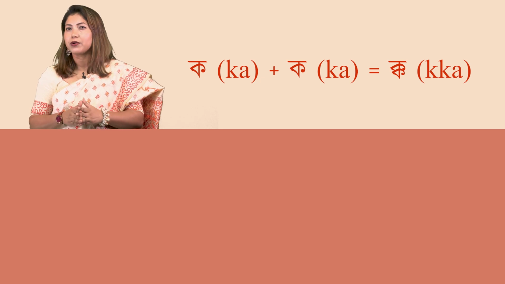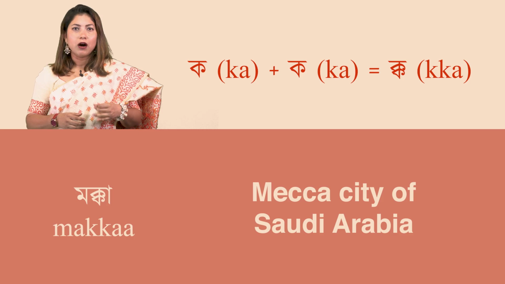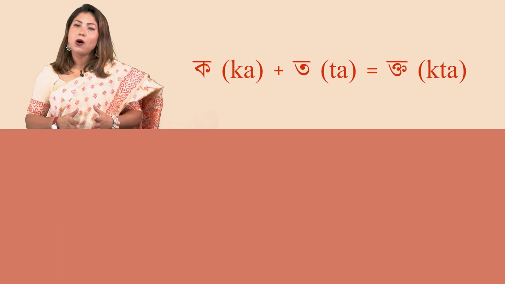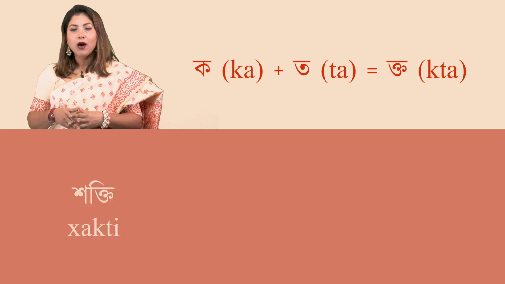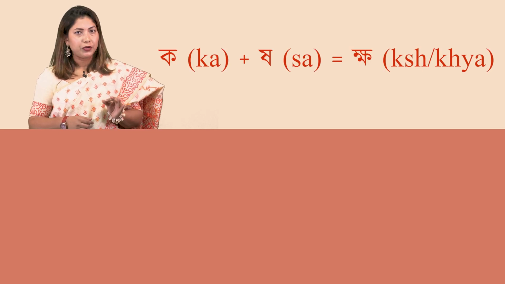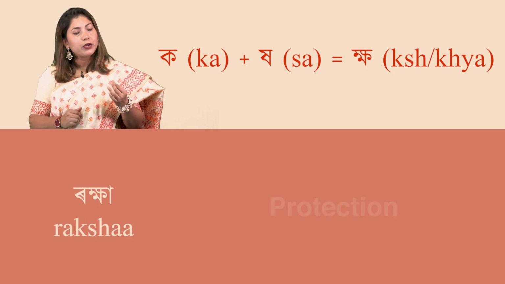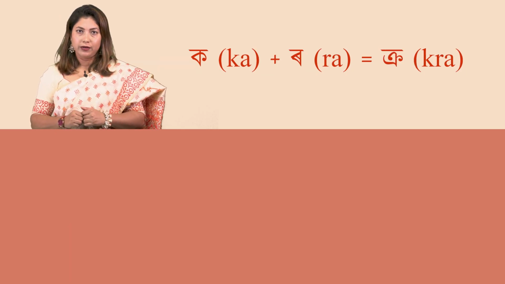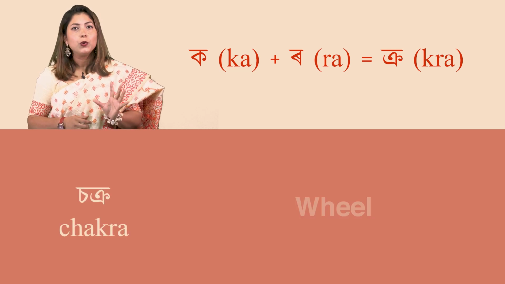Let us start with the clusters starting with ka. Ka and ka, kka. For example, Makkah, that is Mecca city of Saudi Arabia. Ka and ta, kta. For example, shakti, that means energy. Ka and murdhanya sha, ksha. For example, raksha, which means protection. Ka and ra, kra. For example, chakra, that means wheel.